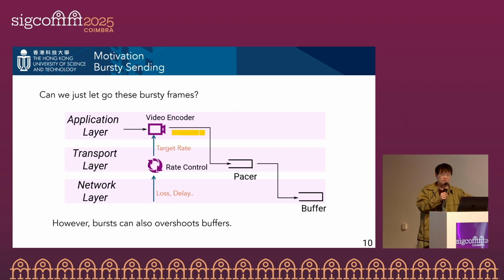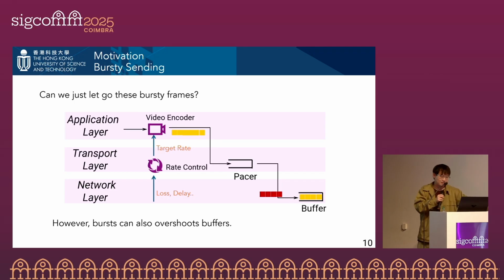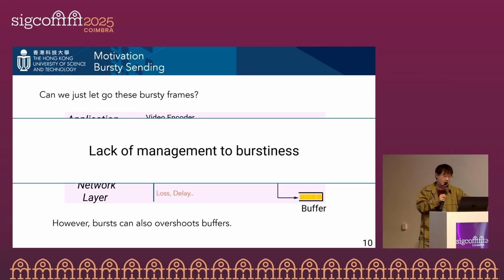If we send a frame burst larger than the queue, it will overshoot the network buffer. So we'll have packet loss. And the retransmission following this packet loss will finally let the latency go to the tail. So thus, neither of these ways is working. And the problem we identified is the lack of management of the burstiness.